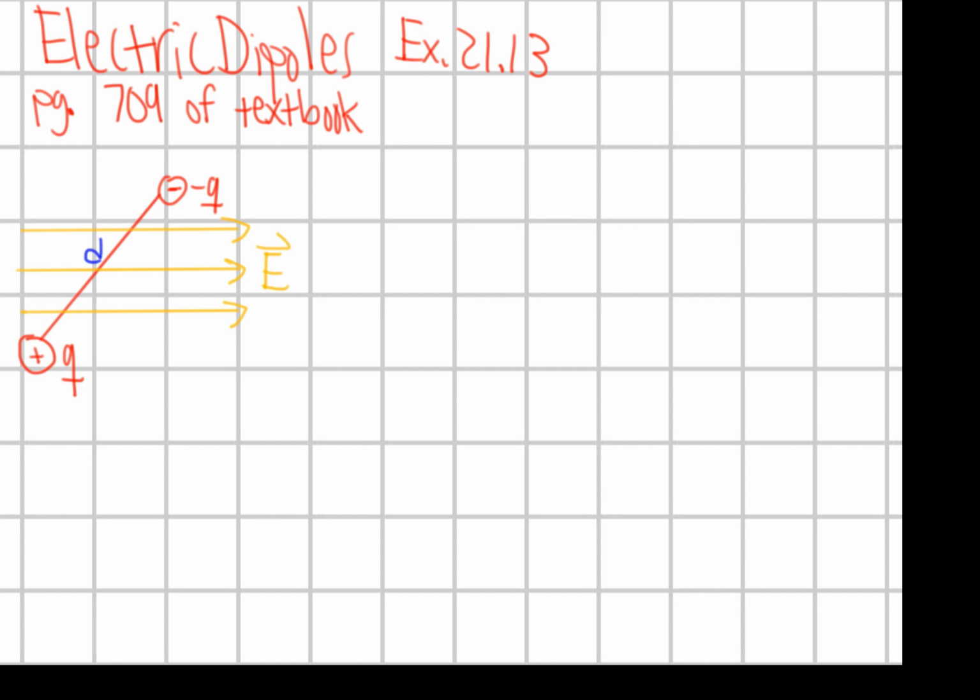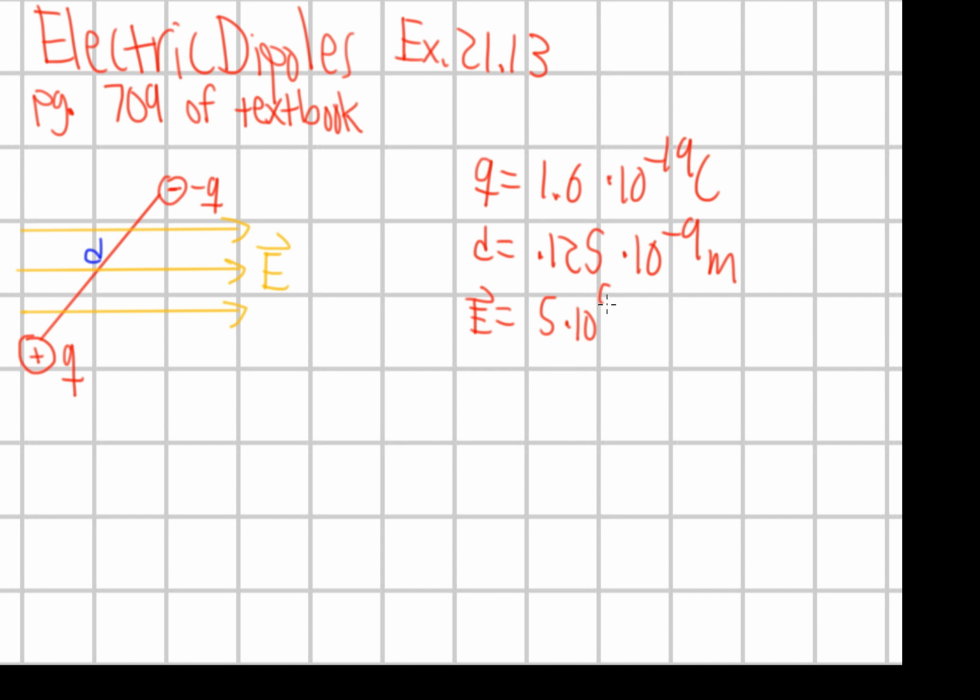So now for some numbers. In this specific problem, our charge is 1.6 times 10 to the negative 19 coulombs. And the negative charge is going to be the same, but negative. Our distance is 0.125 times 10 to the negative 9 meters. And our electric field is going to equal 5 times 10 to the 5 newtons per coulomb.